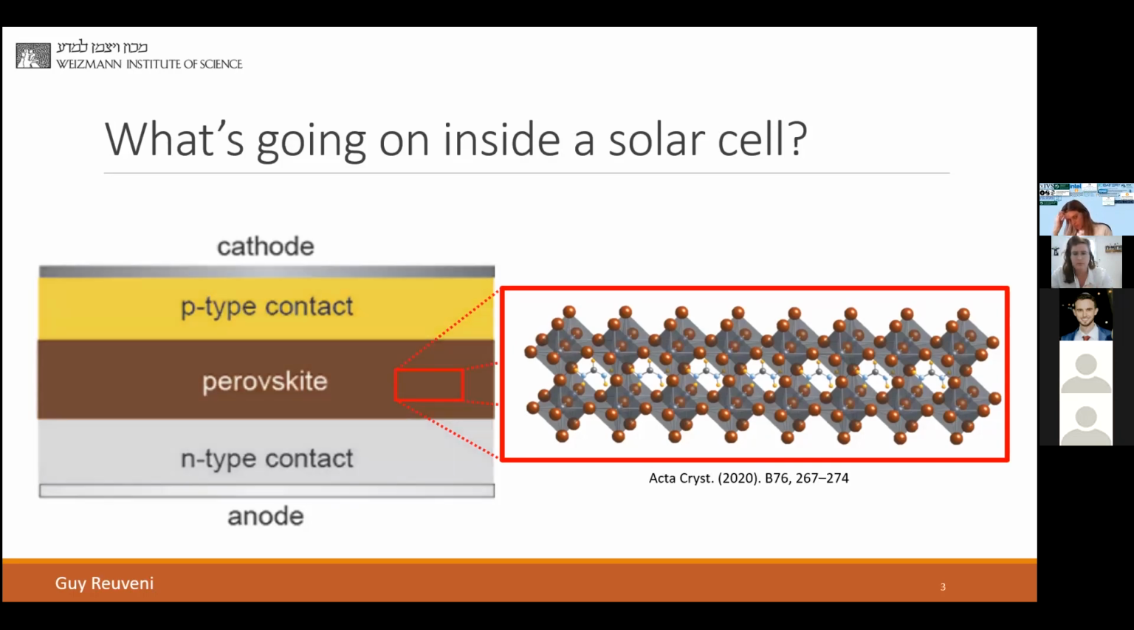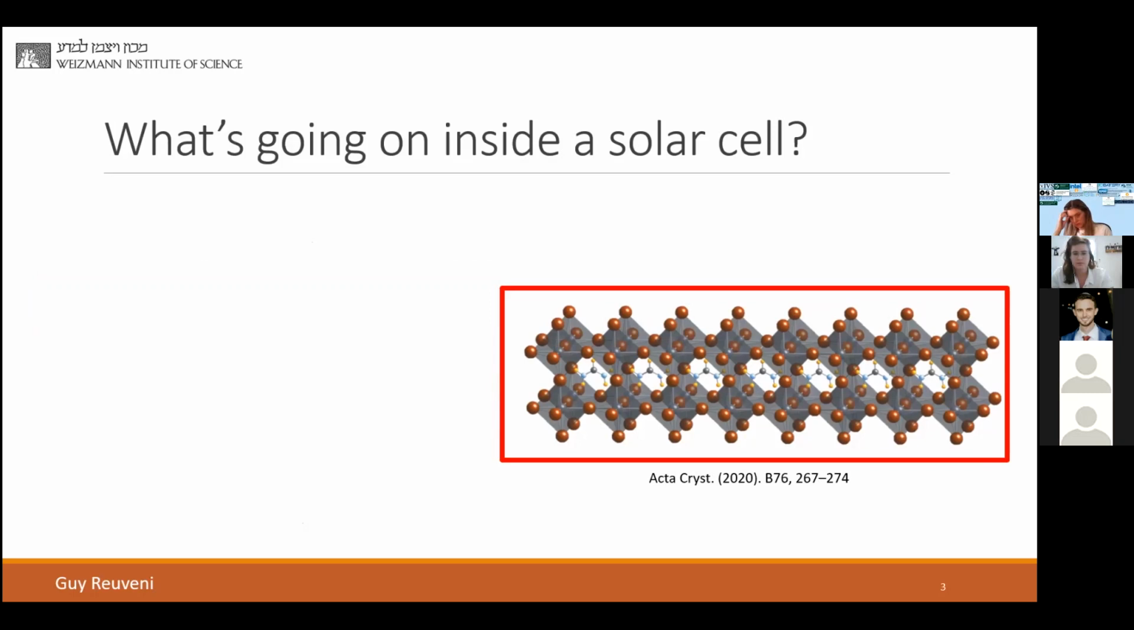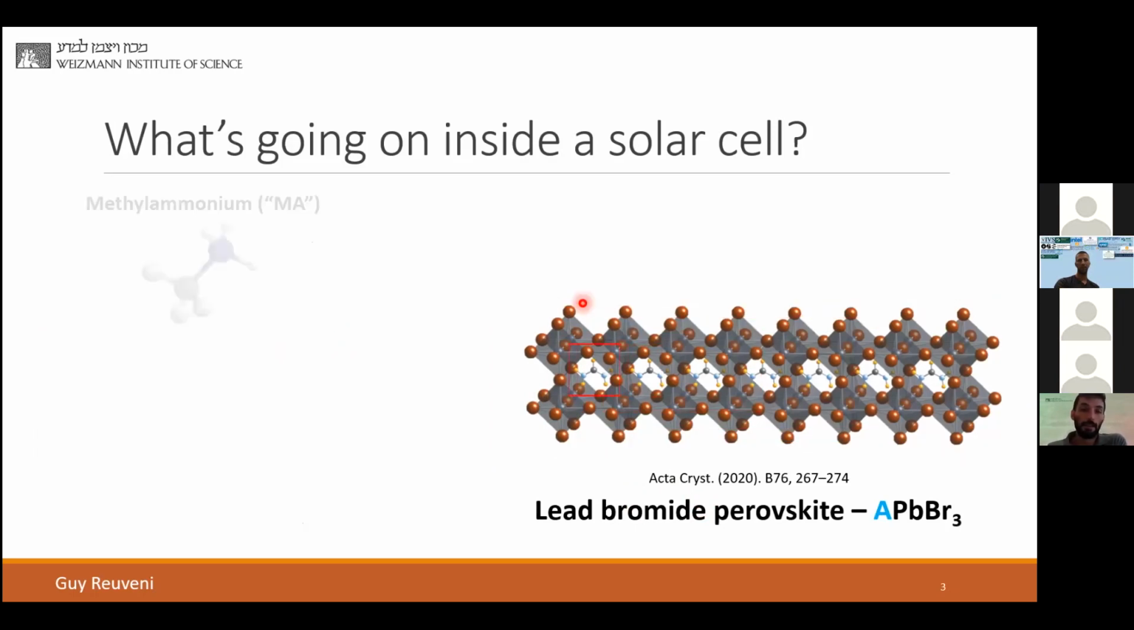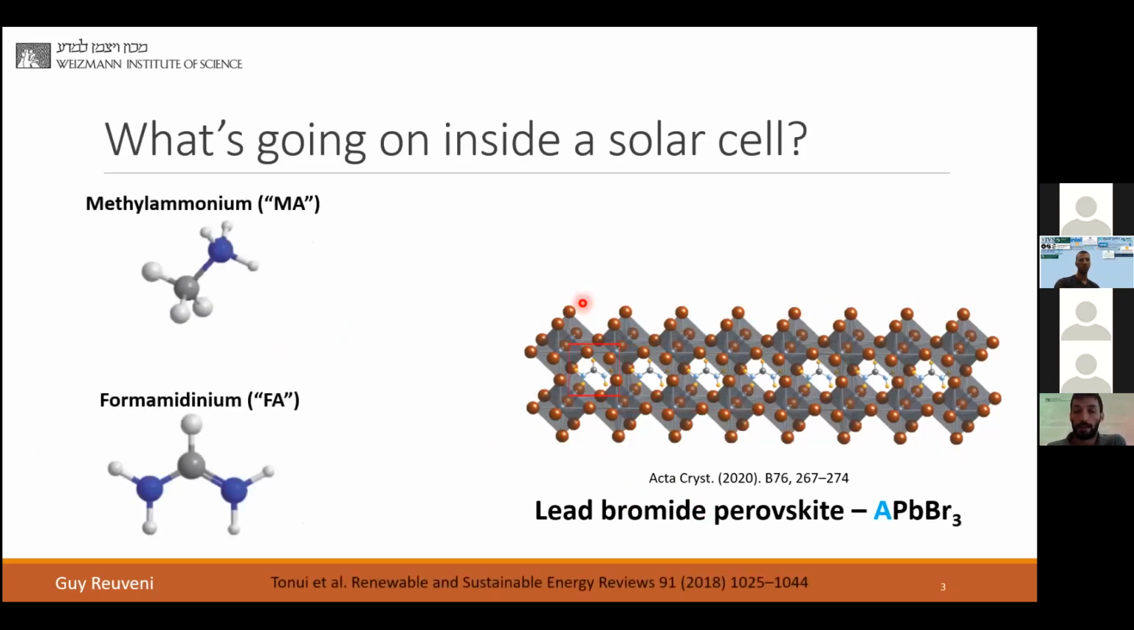So in my study, I'm focusing on this structure that you might have already seen today in a couple of previous sessions, the perovskite structure. In my specific study, I'm focusing on the lead bromide perovskite, meaning the inorganic cage has the lead and the bromide octahedra. And for the A site cation, I'm focusing on two organic cations, methylammonium and formamidinium lead bromide.